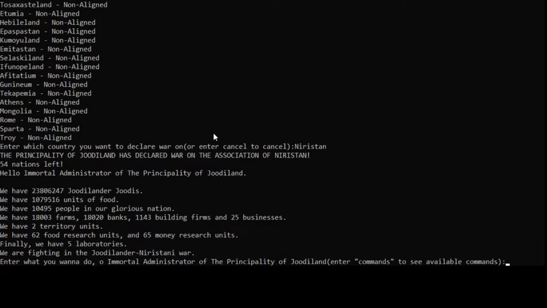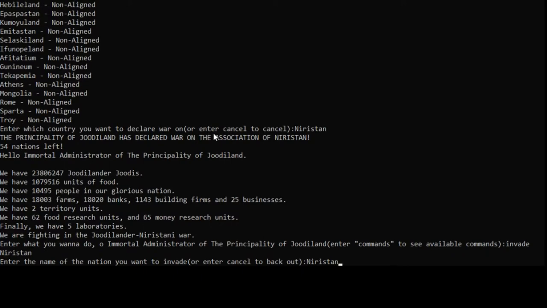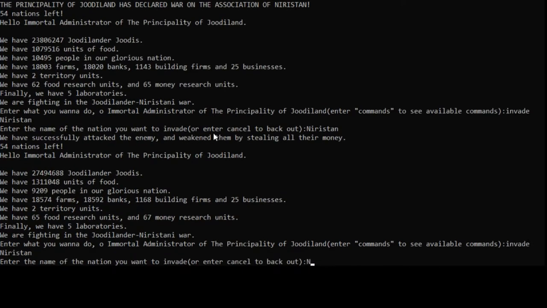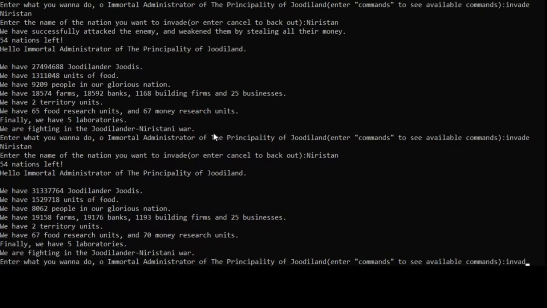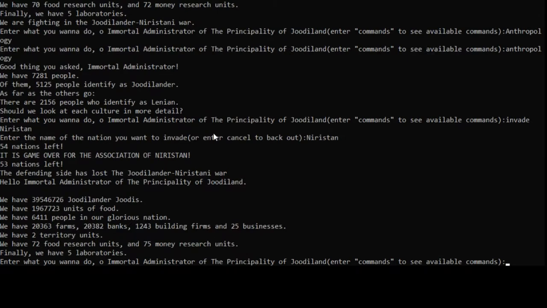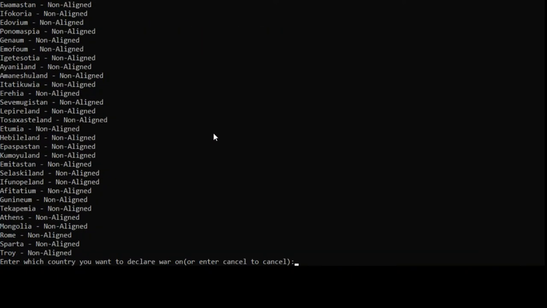How about Nuristan? Invade Nuristan! I mean, we weaken them by stealing all their money. Nuristan. Invade Nuristan. They might very easily get destroyed though. Okay, so I think we might have just sacked them to the ground instead of actually conquering them, so there goes the Association of Nuristan. Bye-bye, looks like we'll just have to keep looking for stronger enemies, I suppose.